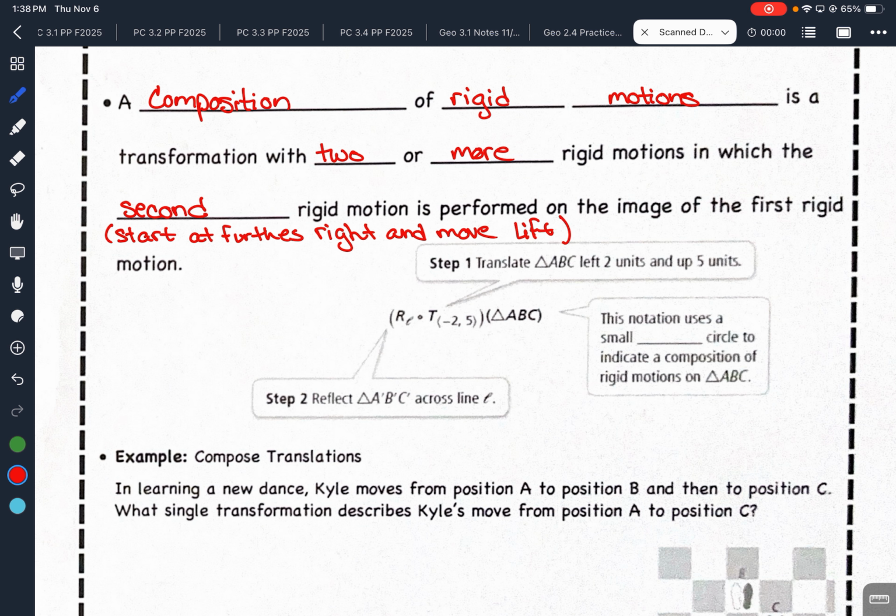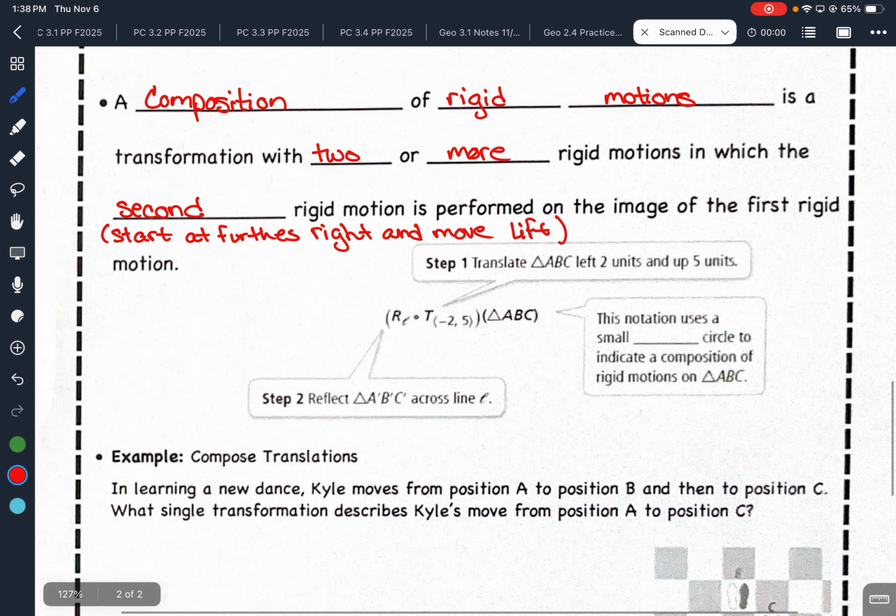Now, we are used to doing things from left to right, so this is one of those things we have to train our brain when we do anything with compositions of functions, which we will do in Algebra 2 also, and we'll do it in pre-calc. We have to train our brain to go from the furthest right, left. So if you look at this down here, we would start at the translation, -2, 5, and then move to the reflection over line L. So that's how we do these, because we could make a composition of like 30 things if we wanted to.